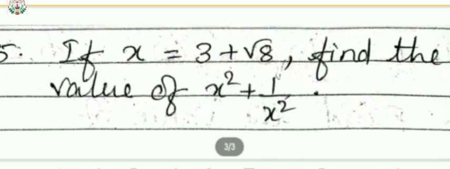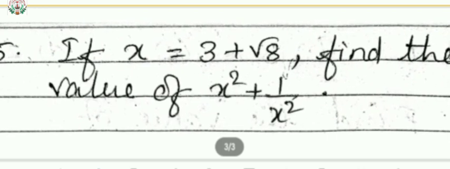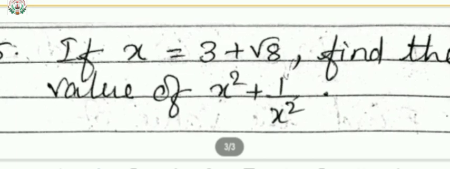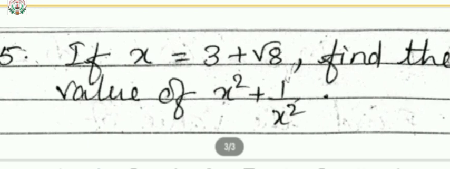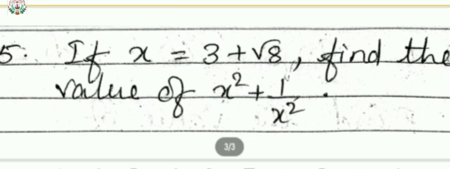Your x value is 3 plus root 8 and 1 upon x will be (3 minus root 8) upon 3 square minus root 8 square. 3 square will be 9, minus 8, because root 8 whole square will be 8 only. So 9 minus 8. So the numerator will be 3 minus root 8 upon 1, that is 3 minus root 8. So x is 3 plus root 8 and 1 upon x is 3 minus root 8.